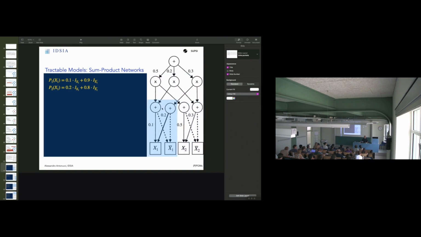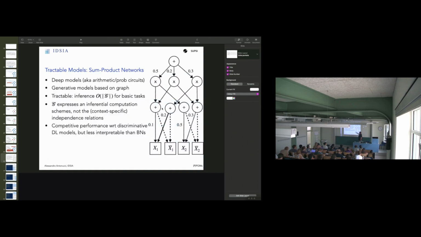So inference in this kind of model is typically linear with respect to the graph, which is the circuit. So basically it means that the time you need to compute the inference is proportional to the size of your circuit, your graph. And that's why this model typically depends also on the inference task. And for this reason, these models are called also tractable. This is an example of tractable.